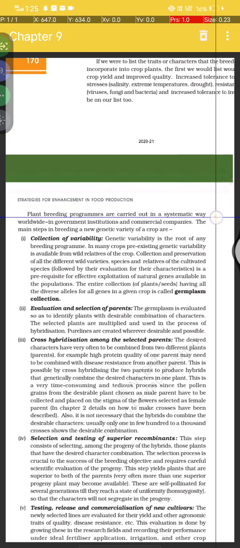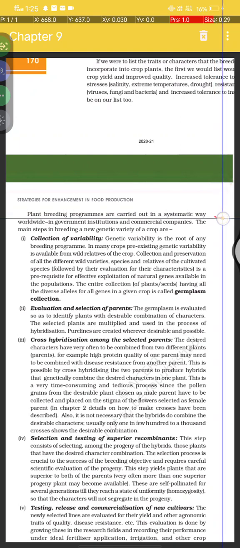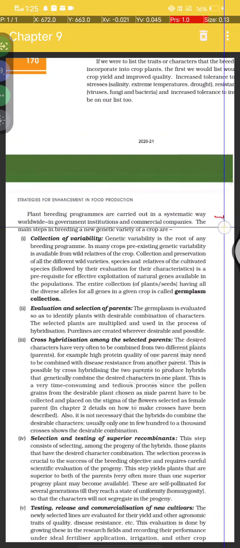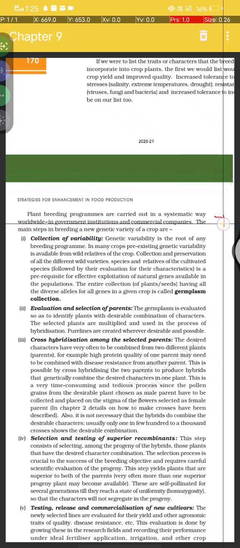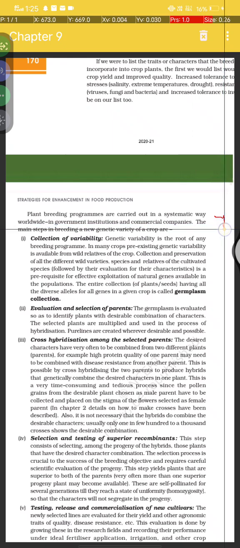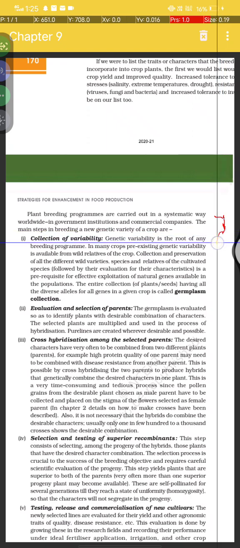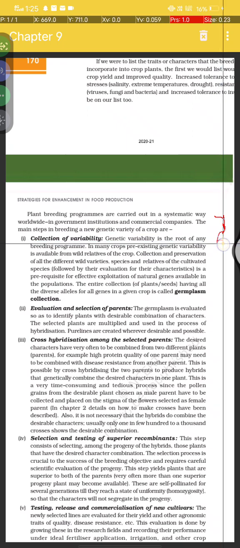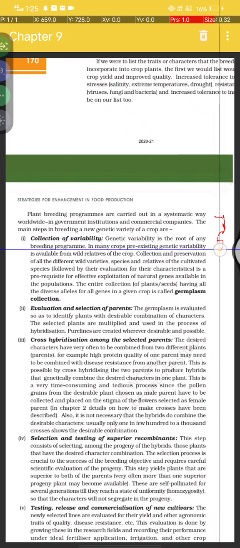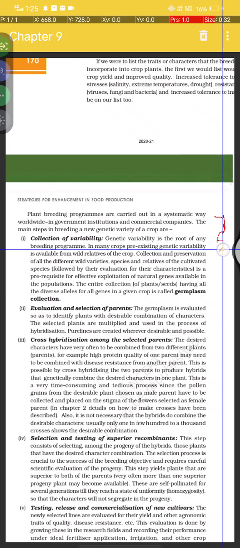Now, plant breeding programs are carried out in a systematic way worldwide in institutions and commercial companies. The main steps in breeding a new genetic variety of crop begin with collection of variability. Genetic variability is the root of any breeding program. In many crops, pre-existing genetic variability is available from wild relatives of the crops.